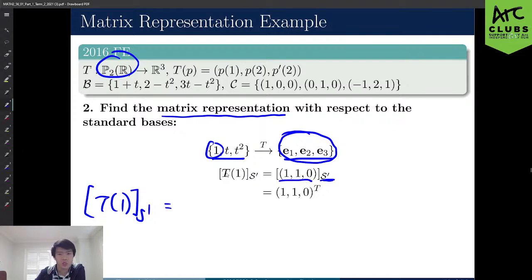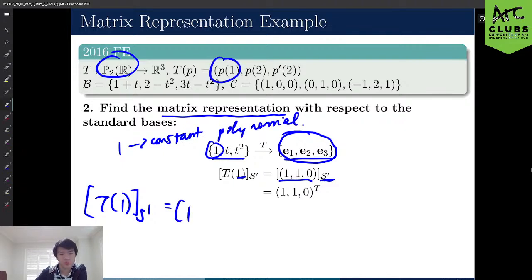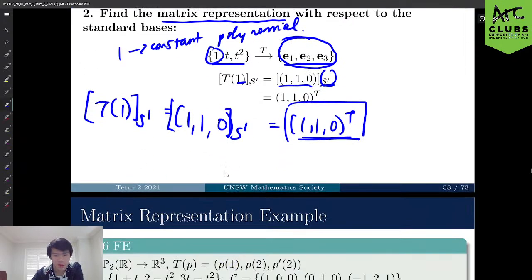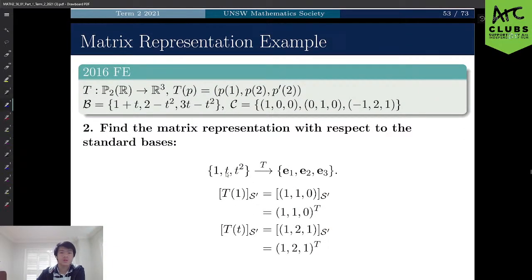Why is that? Because we just calculate the constant polynomial. So 1 is just a constant polynomial, which means that its value at 1 is going to be 1. Its value at 2 is going to be 1. And its derivative at any point is going to be 0. So we get that. With respect to basis S1, we just get 1, 1, 0, because this is just a standard basis. So there's no real change. That's the first one.